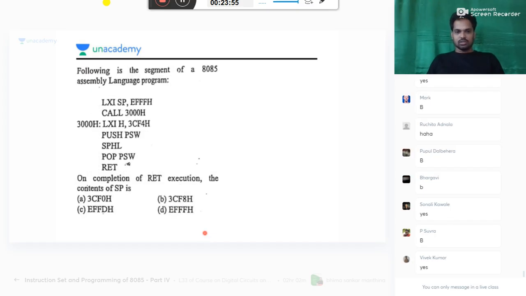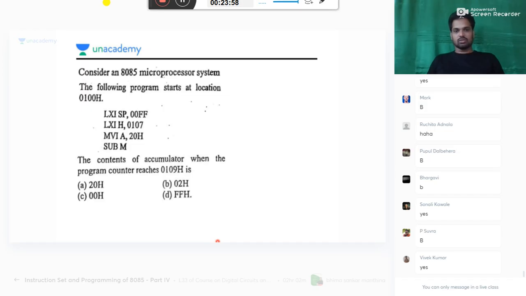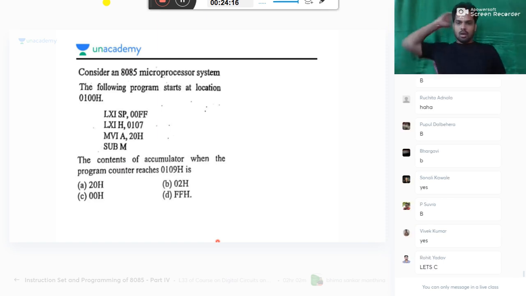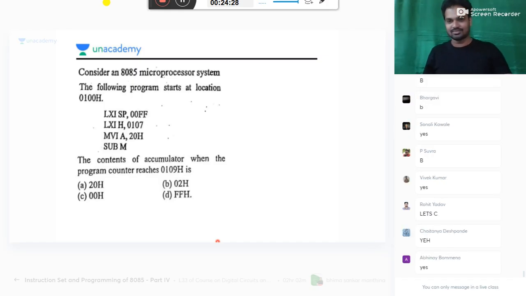Next. This is not required right now. Let's do this. Let's see what is the right answer in this case. Let us see by Yashwant Kanitkar. Am I correct? Do you know that particular book or not? Right.